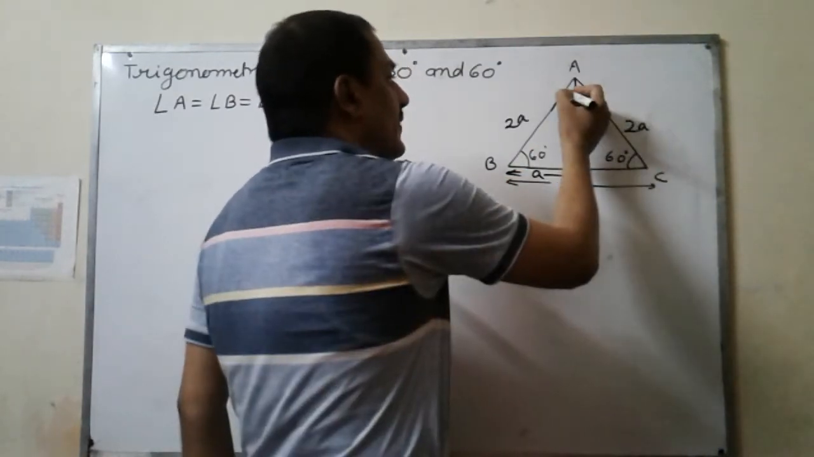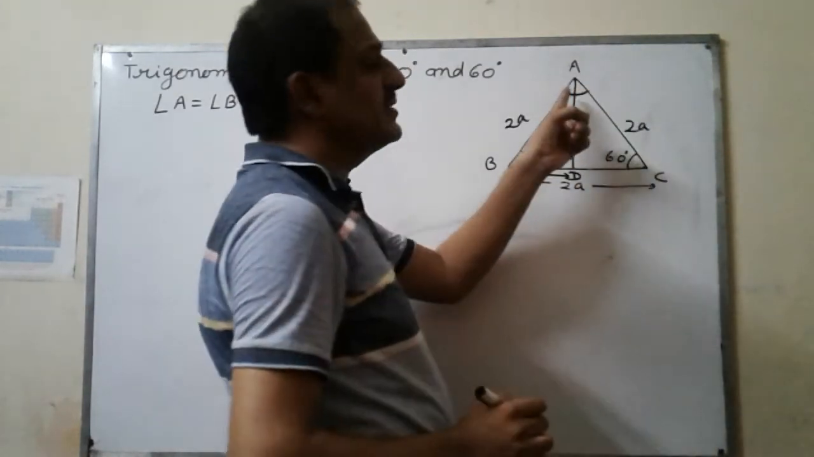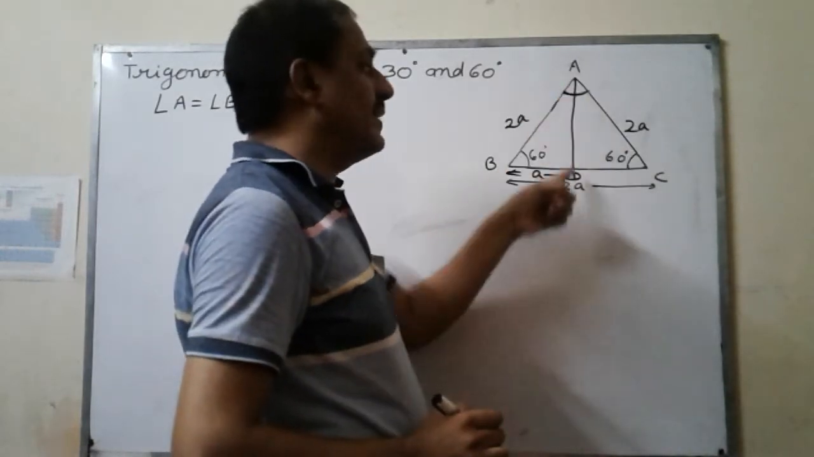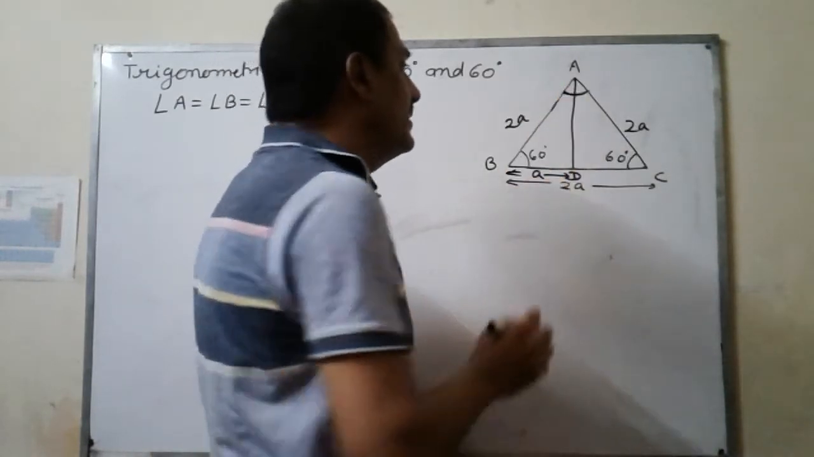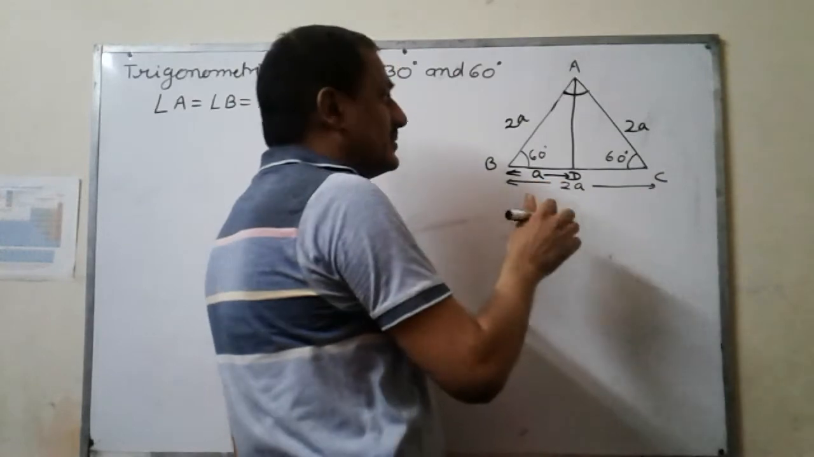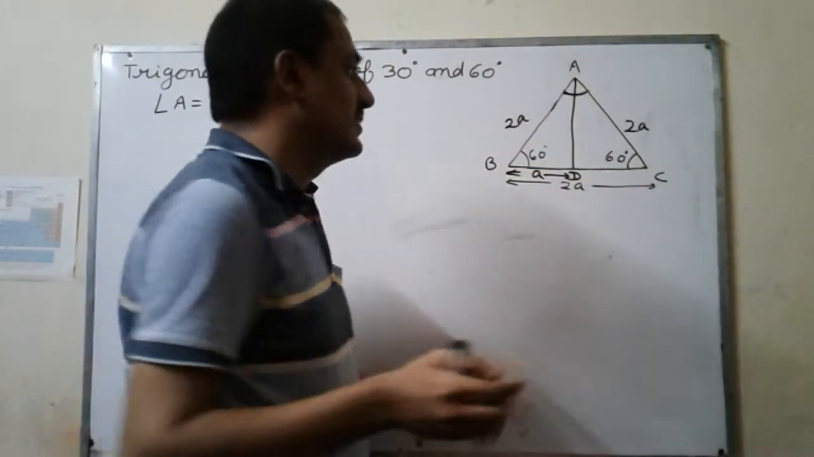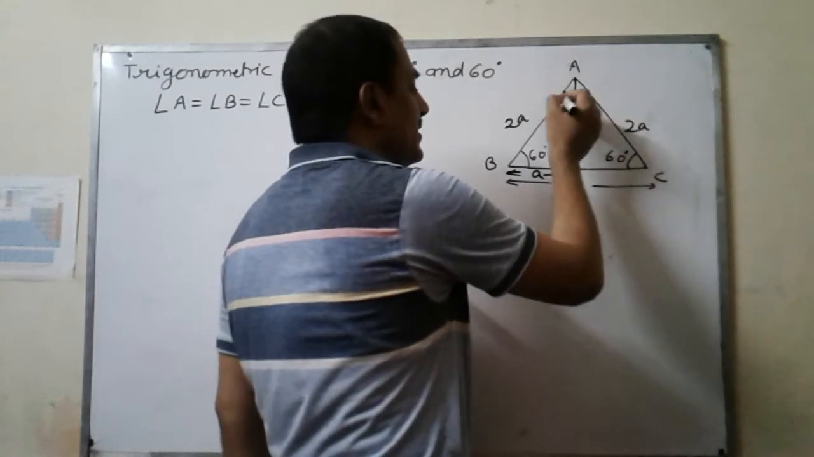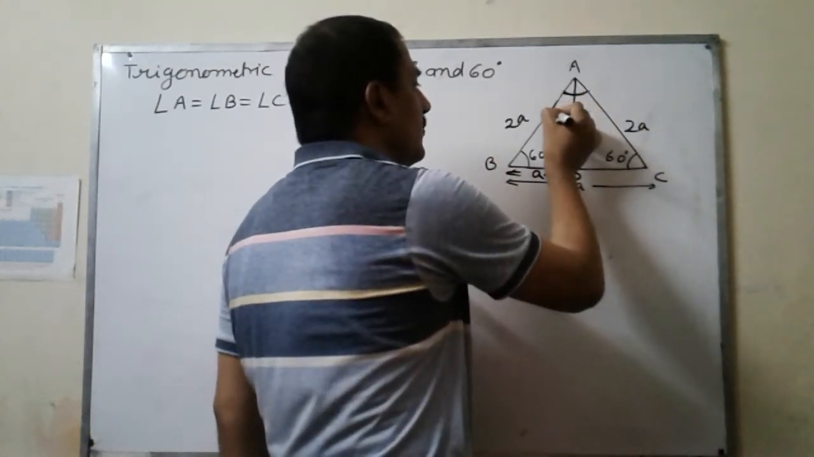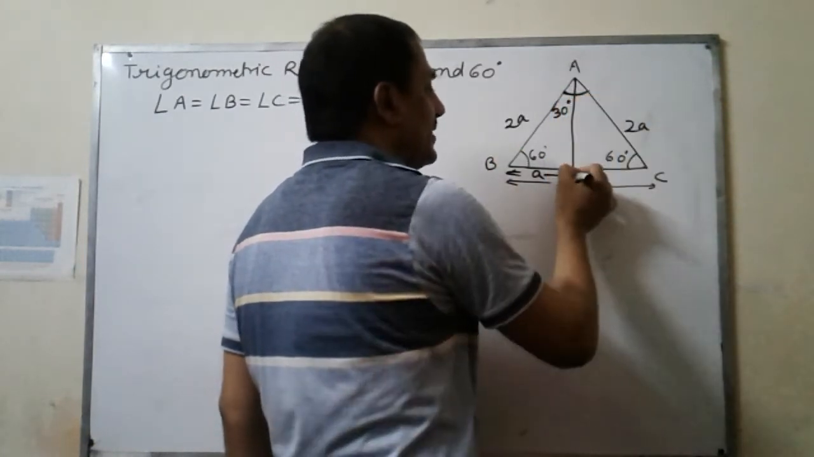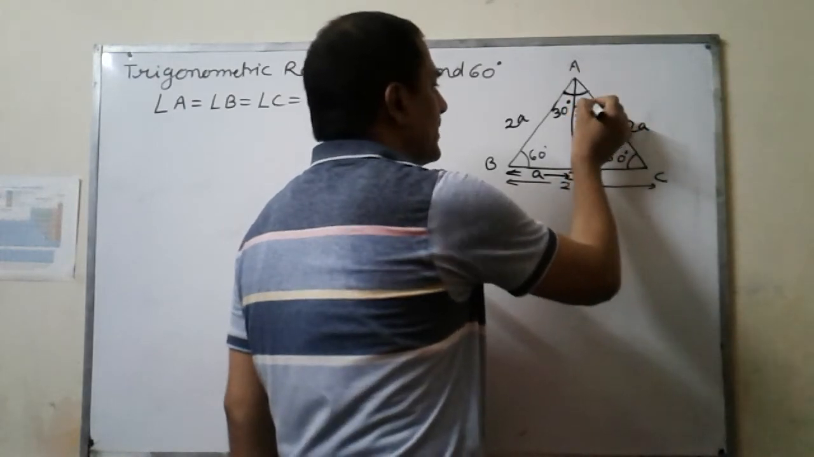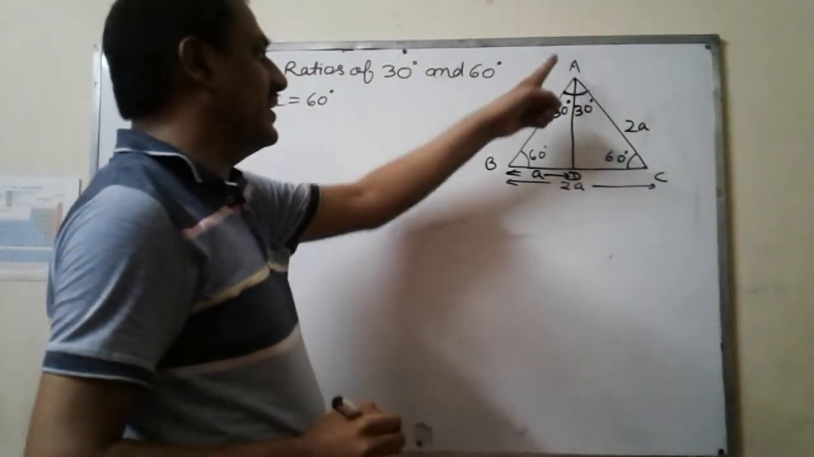Here the measure of this angle is 60 degree. Here AD is the bisector. Then AD will bisect the angle BAC into two equal parts. The value of angle A is 60 degree, therefore angle BAD will be 30 degree and angle DAC also 30 degree. Now I am taking triangle ADB.